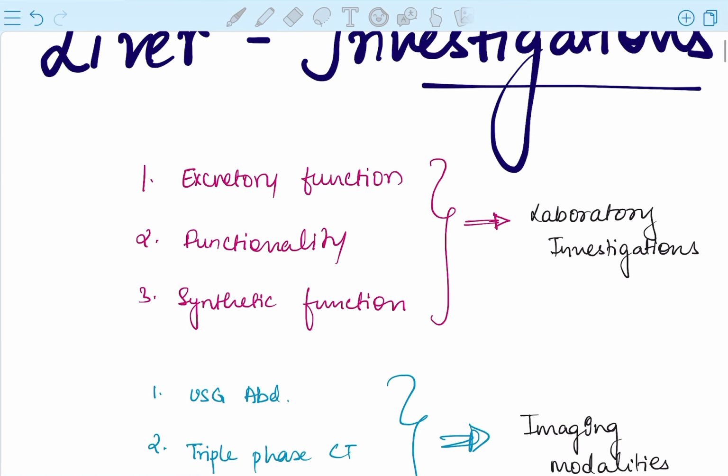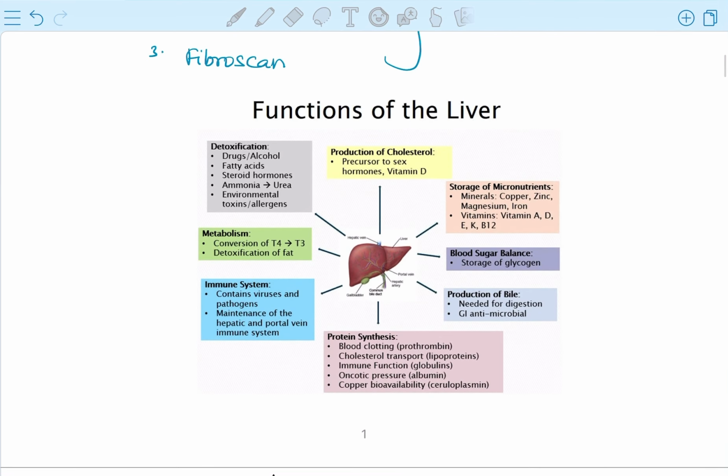The major function of the liver is the excretory or detoxification function, as well as the synthetic function. Here you can see the liver has lots of functions. It helps in the production of cholesterol, in detoxification, and in the synthesis of proteins, such as globulins, which help the immune system by forming antibodies and immunoglobulins, and albumin, which helps in maintaining the oncotic pressure and fluid balance of our body. It also helps in storage of various micronutrients and production of bile.